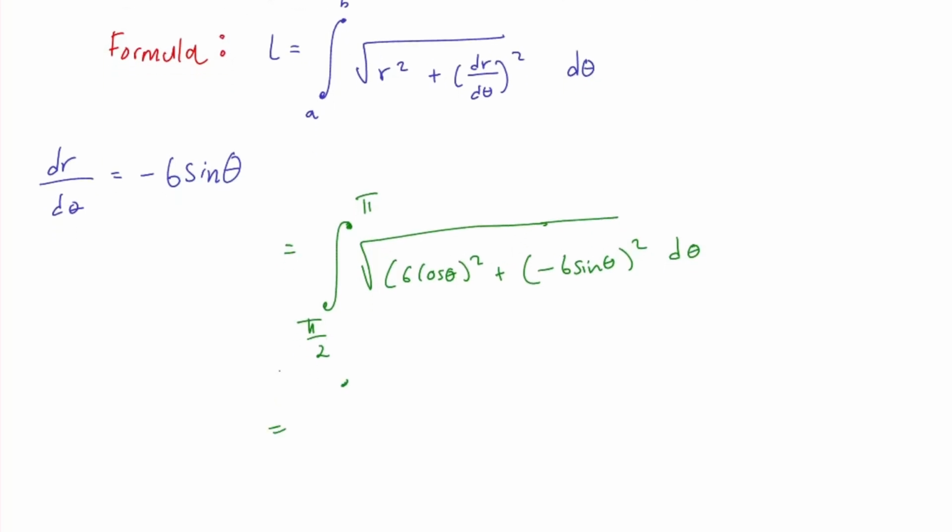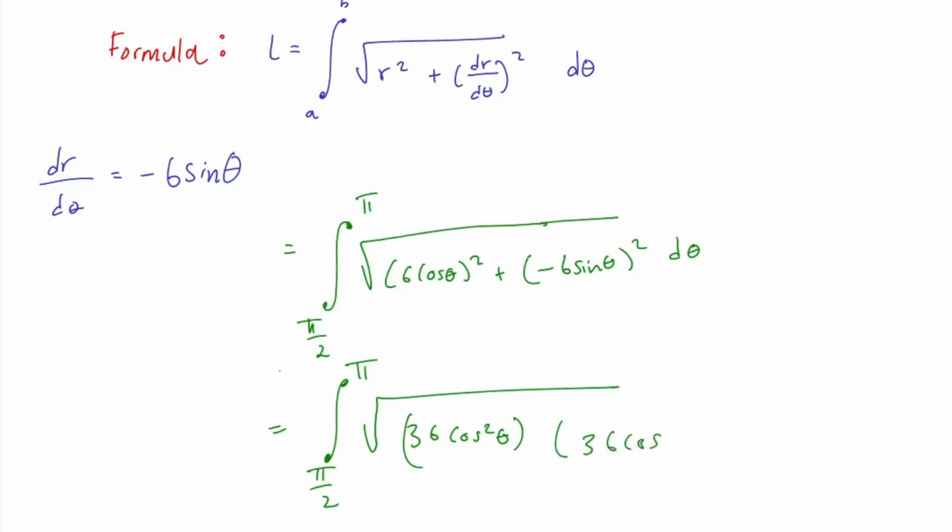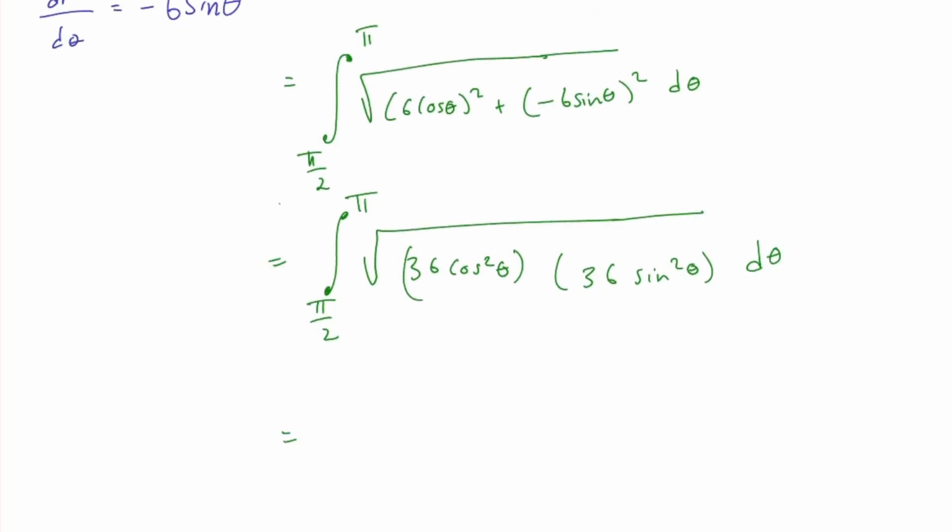Keep simplifying this. We will figure out that this will be simplified into the square root of, remember, 6 cos theta squared becomes 36 cos squared theta, and then, again, negative 6 squared is 36 sine squared theta, d theta. What's going to happen next is I can actually do some factoring, right? Don't forget the plus sign there.